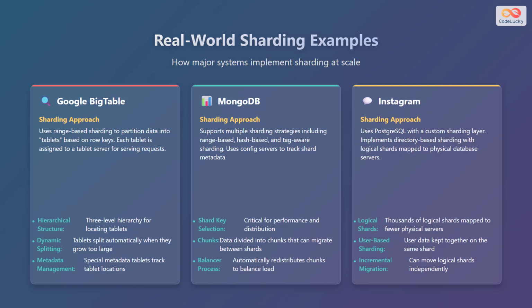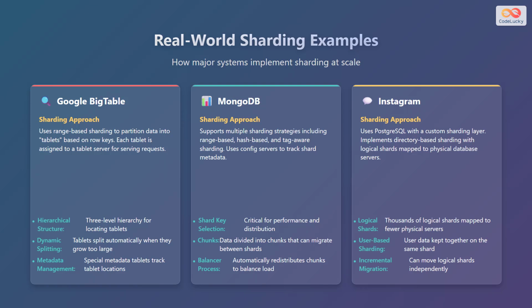Let's see some real-world examples of sharding. Google's Bigtable uses range-based sharding to partition data into tablets. Each tablet is assigned to a tablet server. It uses a 3-level hierarchy, and tablets split automatically when they grow too large.